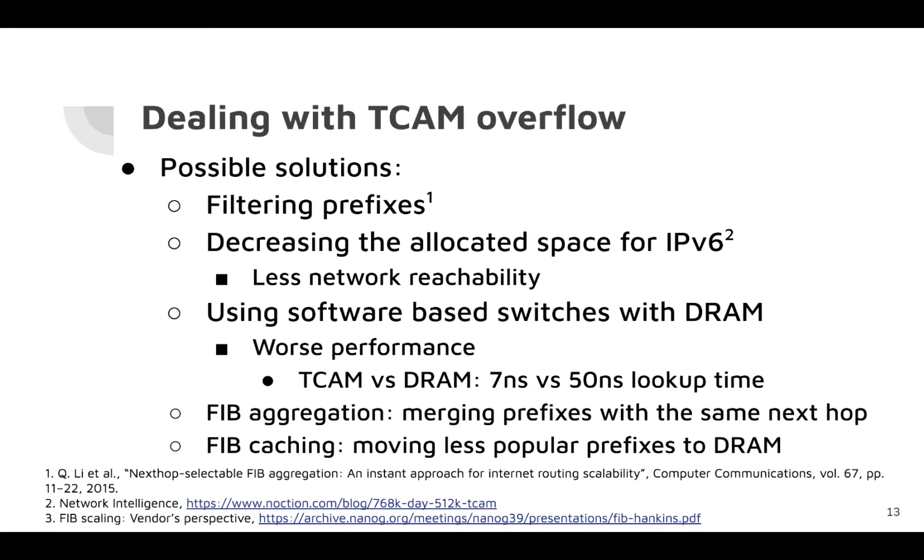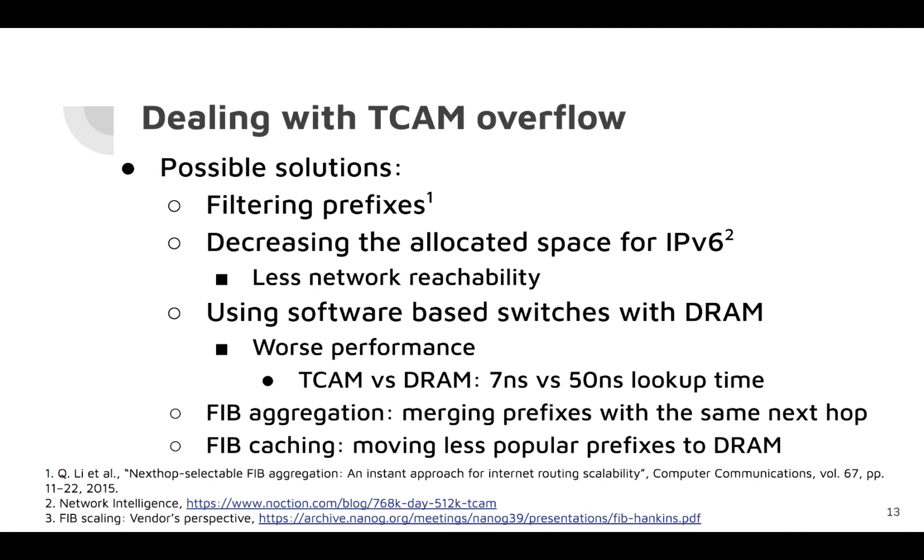How to deal with the TCAM overflow problem? Well, we can filter some addresses, decrease allocated space for IPv6 prefixes, or use cheaper memory. All of these approaches will affect network reachability or degrade packet forwarding performance. For example, a prefix lookup on DRAM is 7 times slower than a prefix lookup on TCAM memory.